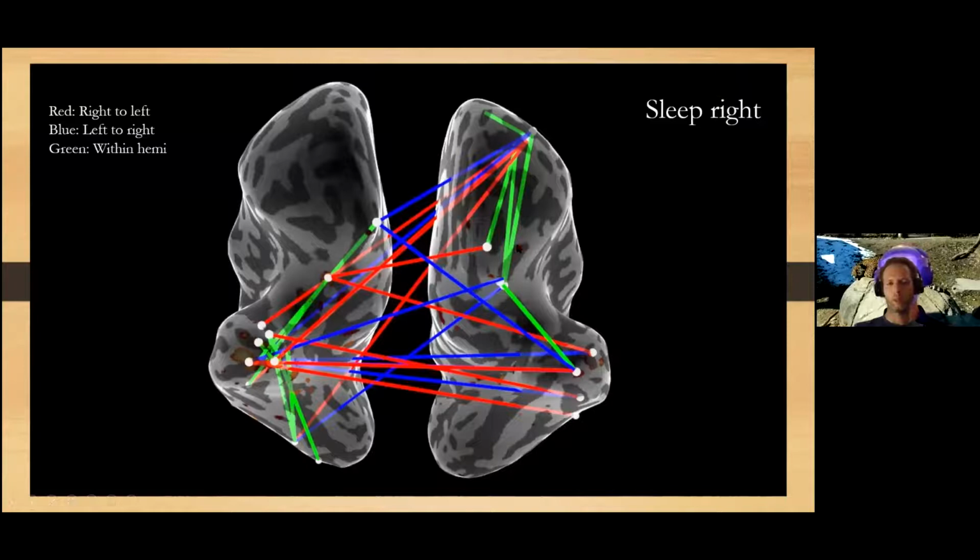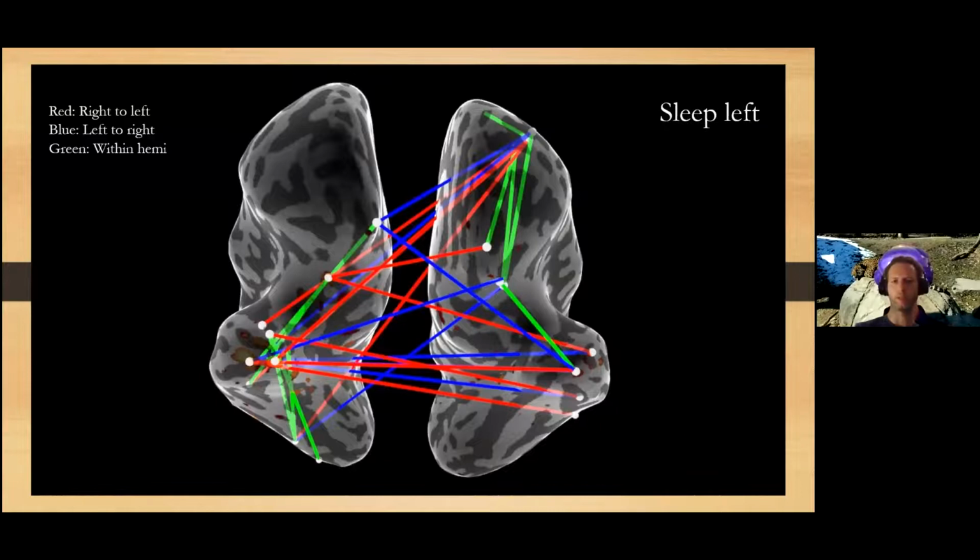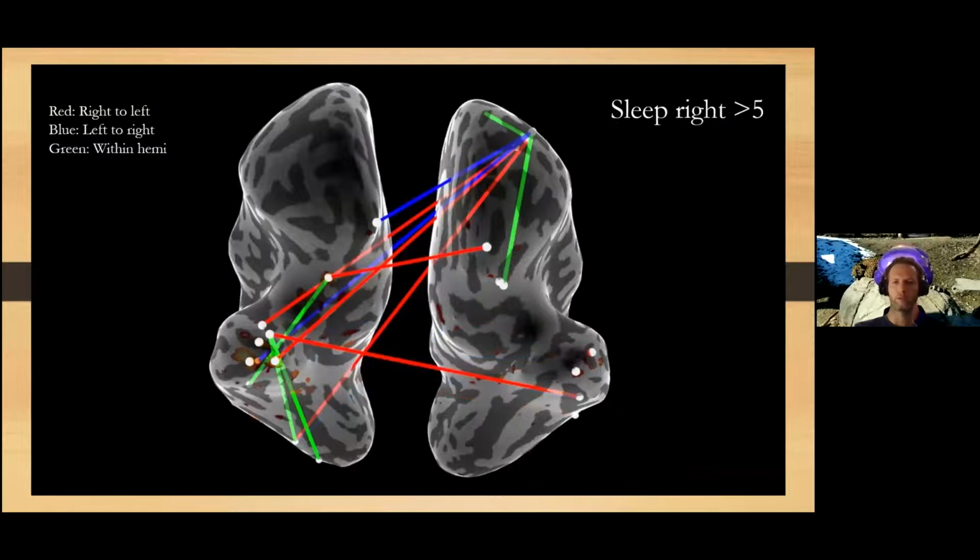And it's very interesting that if we show all the significant connections, you can see here it's quite a mess, but both of them, right and left, have exactly the same network. And if we filter it a bit for just connections where the Z values are above 5, meaning that they are really, really significant, we saw something very amazing.